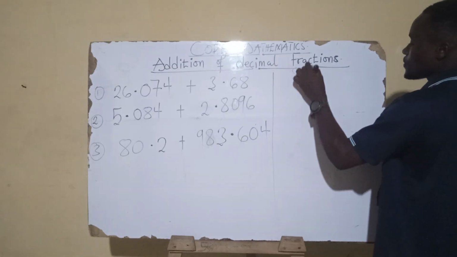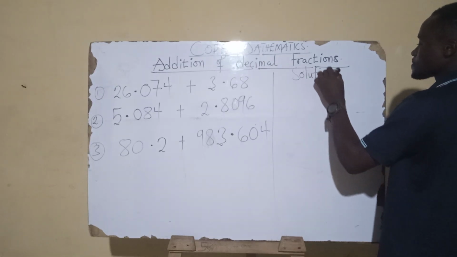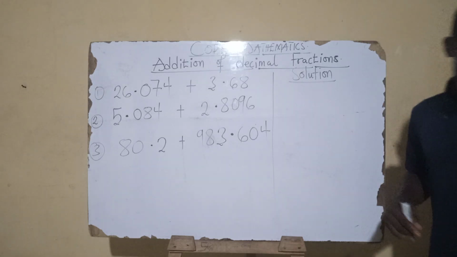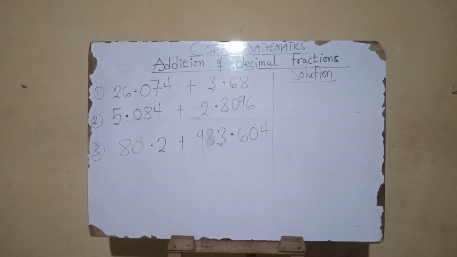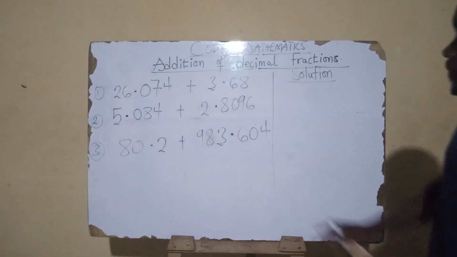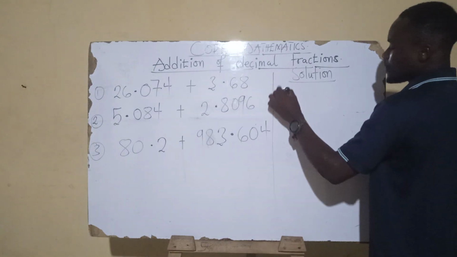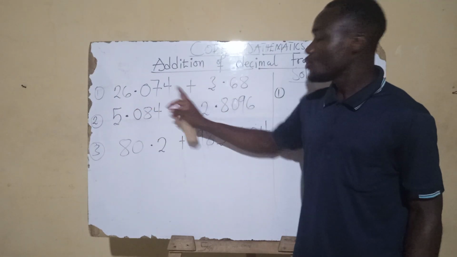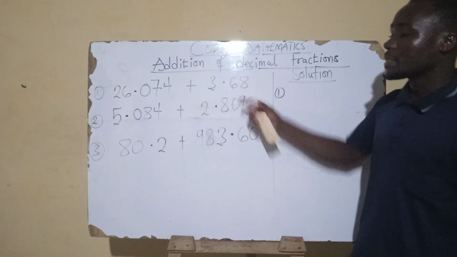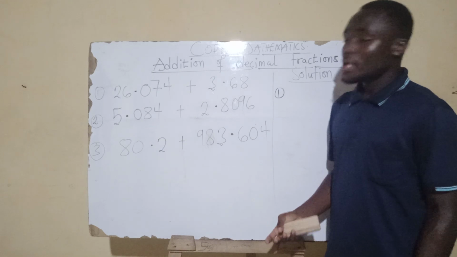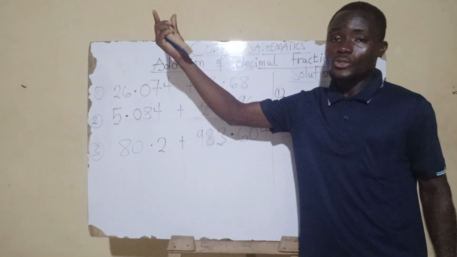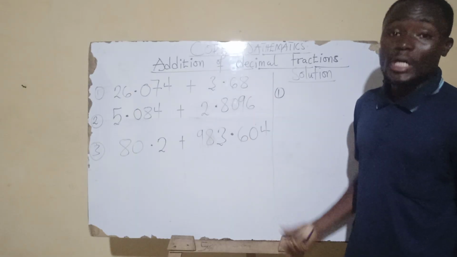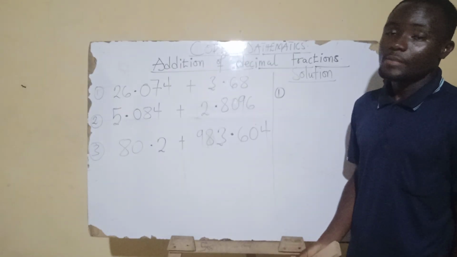So let's say solution, then after we continue. Very good. So let's continue with question number one. When we are asked to add 26.074 to 3.68, that's how to do it. You can choose to bring this one to the top, or you can choose to bring this one to the top. It depends on where you want to start. Are you getting me?